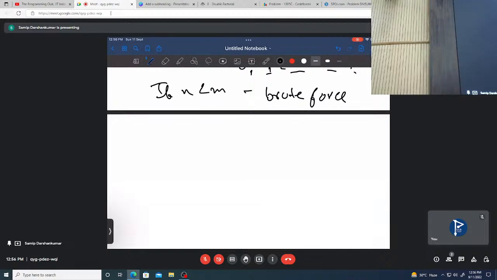So for a given number n and a given prime number p, how do we find the order of p in n factorial? Basically, order of p is the largest power of p dividing n factorial. Like, what's the power of p if we do the prime factorization of n factorial? What's the power of p in it basically? So please find it, or if anyone knows the answer, tell it.